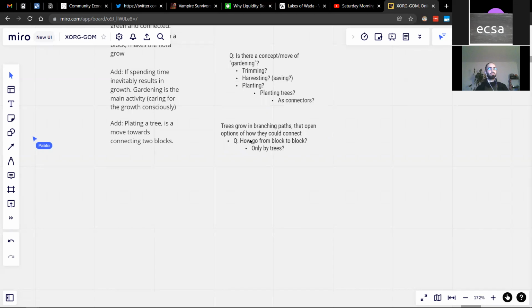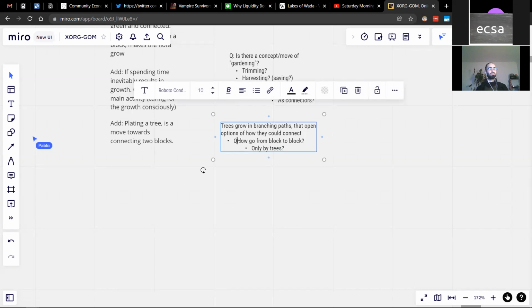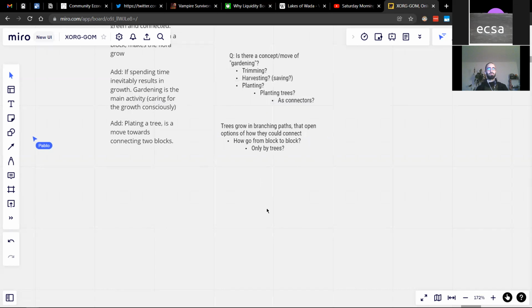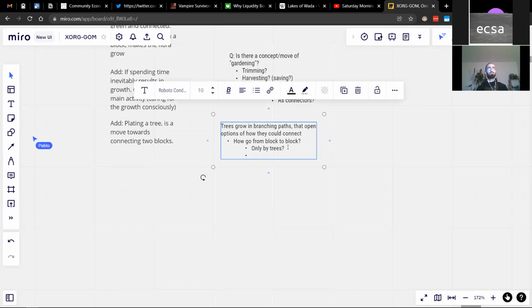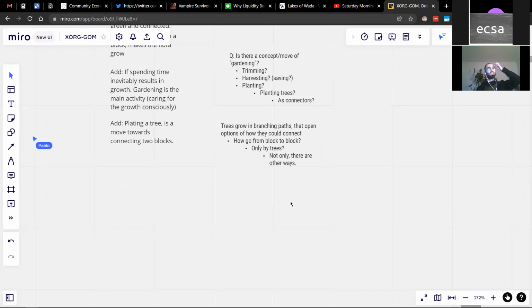And so yeah, that only by trees. I think like for me, like probably not only. I put it as a, I mean it's a shift, but there are other ways. Yeah, which I don't know yet, but there is a way to jump to other.